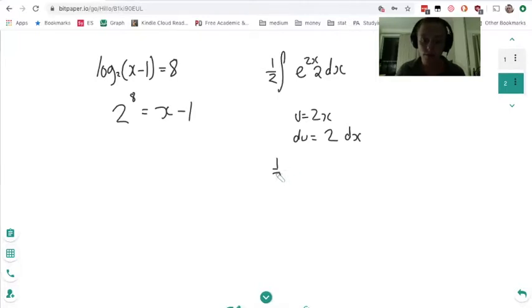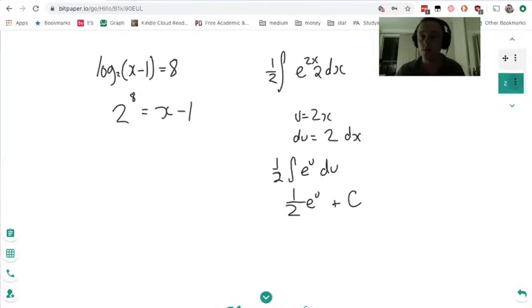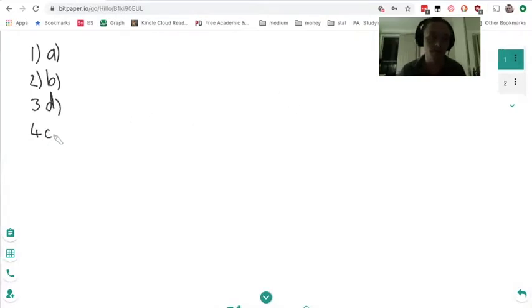1/2 integral of e to the u du. Now, the integral of e to the u is simply e to the u, and don't forget the half at the front here, and the constant term. And now we can just do the substitution. We know that u is 2x, so the solution should be 1/2 e to the power of 2x plus c. Let's have a look. 1/2 e to the power of 2x plus c. So question 4 is indeed C.